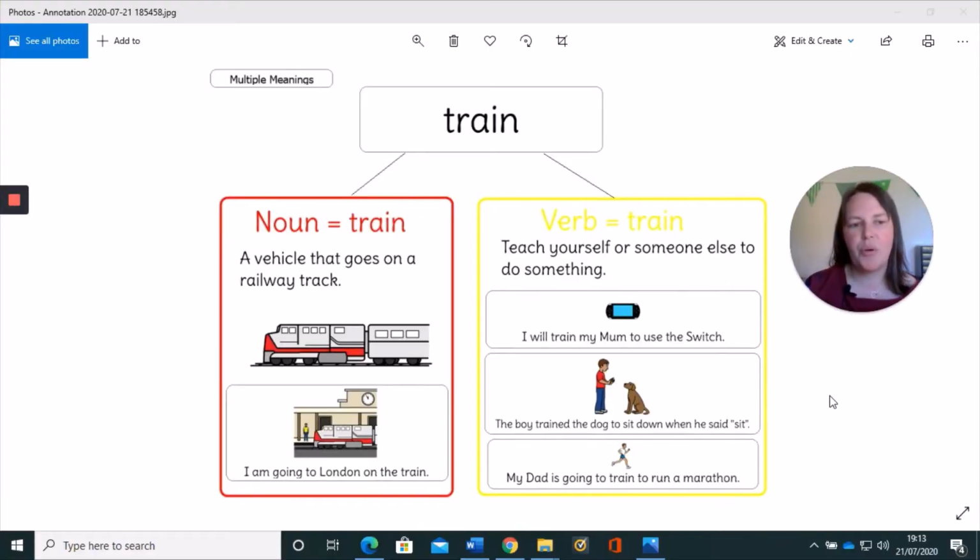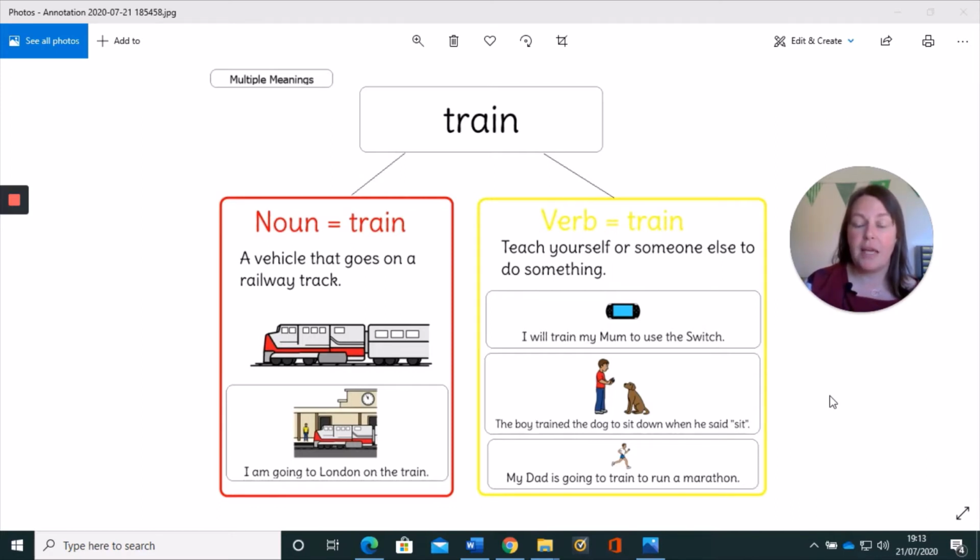So this is our multiple meaning chart for the word train. And we've got two boxes here because we're focusing on two meanings. Some words have got three meanings or even more. If you want to focus on all of them at the same time, that's fine, but you might want to start with two and then add the third more complex or abstract meaning in later. That's absolutely fine. You can see here that ours are colour-coded for the noun and the verb.